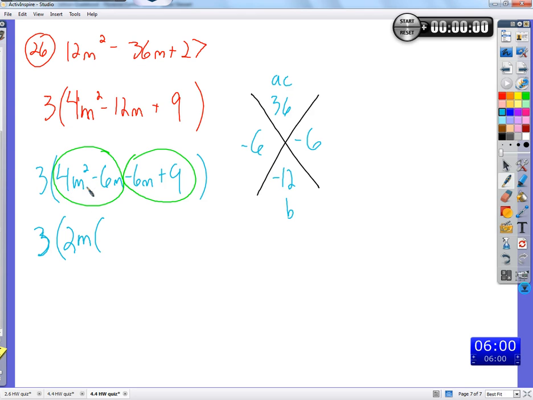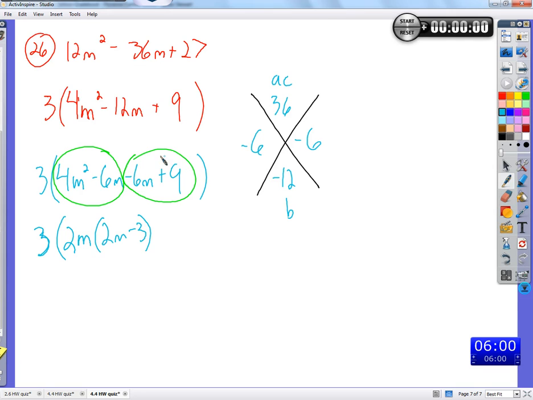Negative. It needs to give us 4m squared. 2m. Then we're going to distribute it to the second thing to get negative 6m. Negative 3. 2m times negative 3 is negative 6m. So from these two, we undistributed this 2m, factored out 2m.